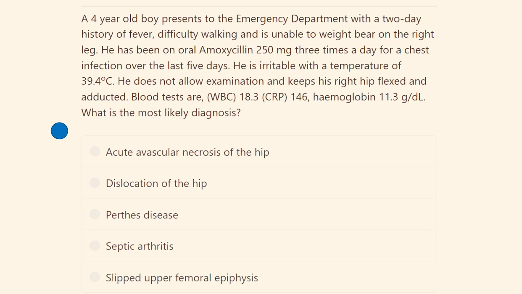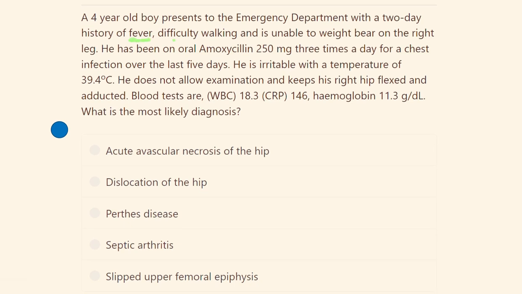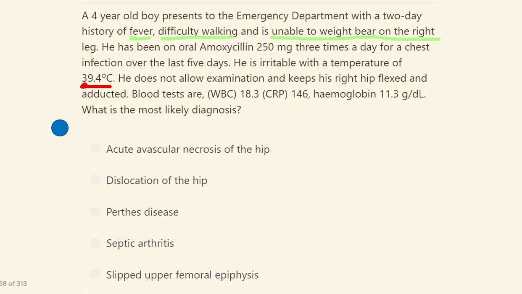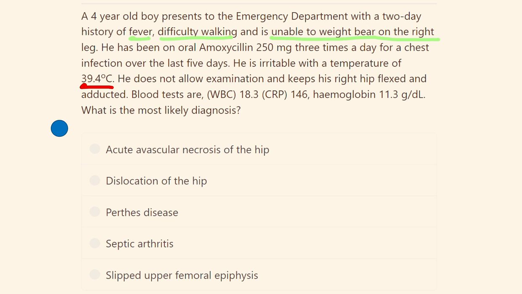A 4-year-old boy presents to the emergency department with a 2-day history of fever, difficulty walking, and inability to weight bear on the right leg. He has been on oral amoxicillin 250 mg 3 times a day for a chest infection over the last 5 days. He is irritable with a temperature of 39.4 degrees Celsius. He does not allow examination and keeps his hip flexed and externally rotated.